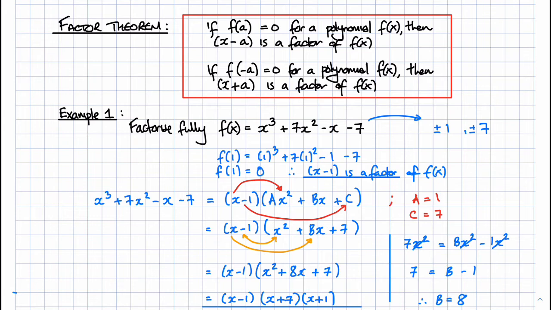So given a polynomial f(x) equal to x cubed plus 7x squared minus x minus 7, it's now been fully factorized and written as a product of three linear factors. This method of obtaining the quadratic factor is known as comparing coefficients. This is not the only way. We can also use algebraic division to find this quadratic factor, and then once you've found your quadratic factor by algebraic division, you will just factorize it further by writing it as a product of two linear factors.